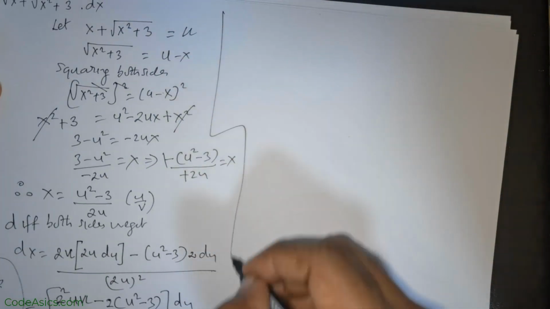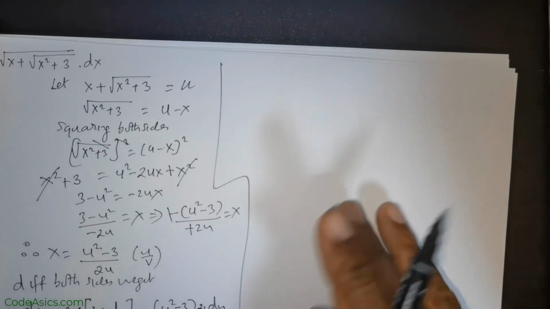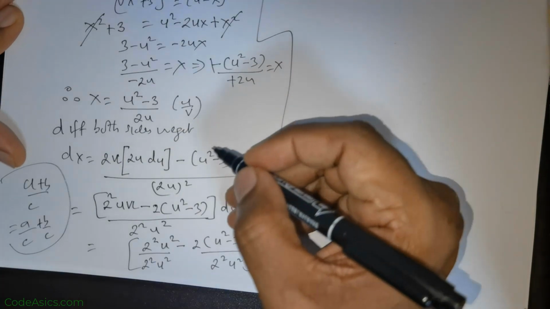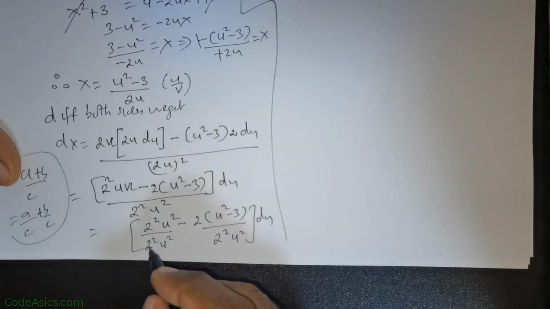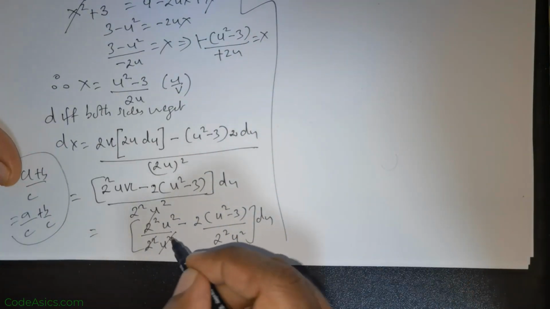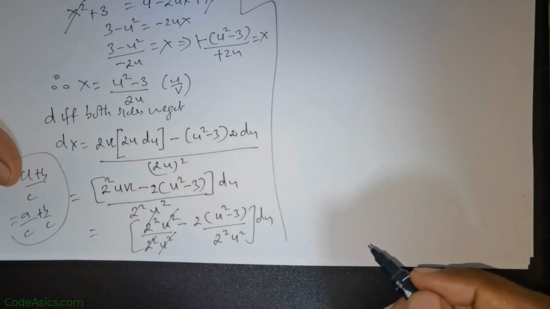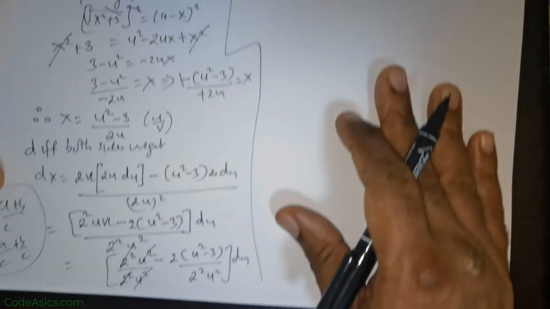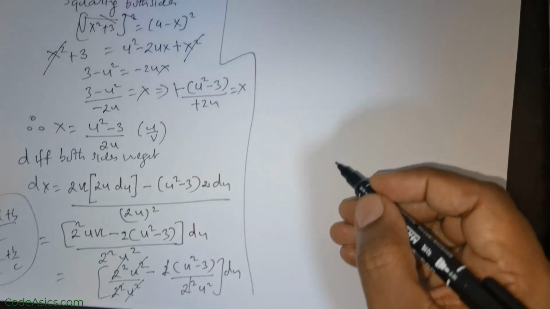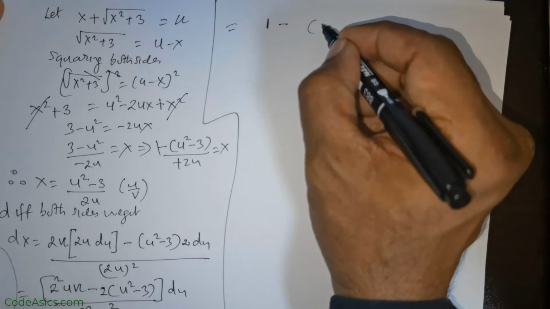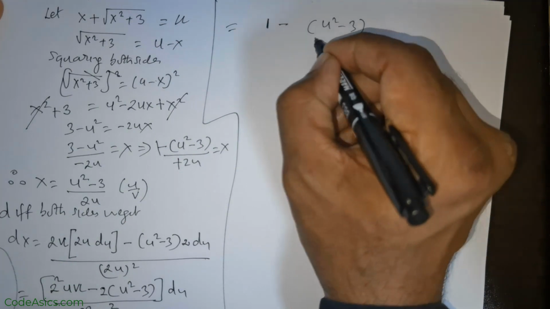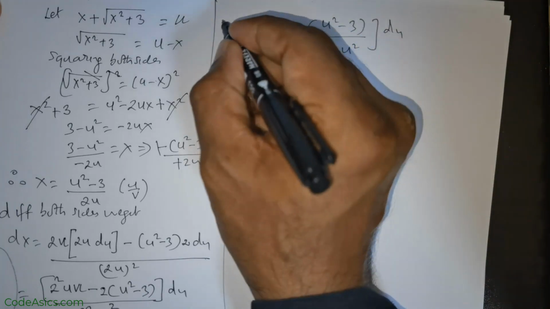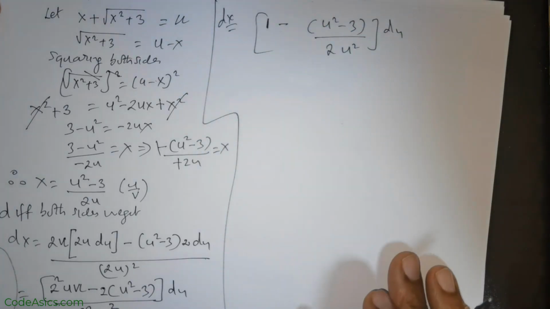Now clearly you can see that the 2 squared and the u squared can get cancelled, giving you 1 minus over here, a 2 and a 2 get cancelled, so it's going to be 1 minus u squared minus 3 divided by 2 times u squared times du, and this is going to be my dx. So this is what I've got.